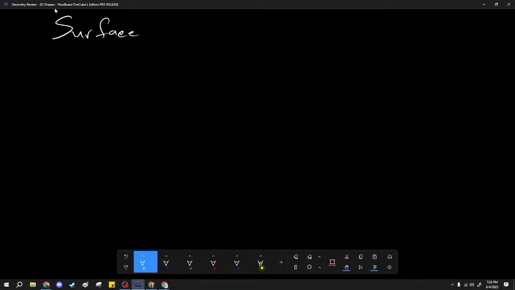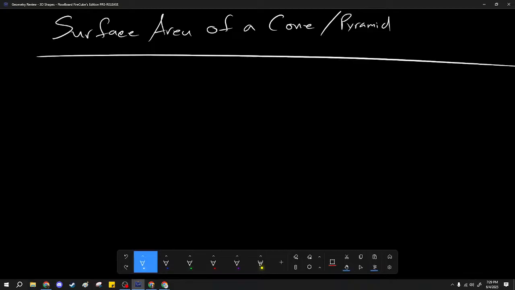Surface area of a cone slash pyramid. So, let me draw a pyramid here, a rectangular pyramid, because that's all that's going to be on the test. That's bad. That's horrible. We're going to do this.